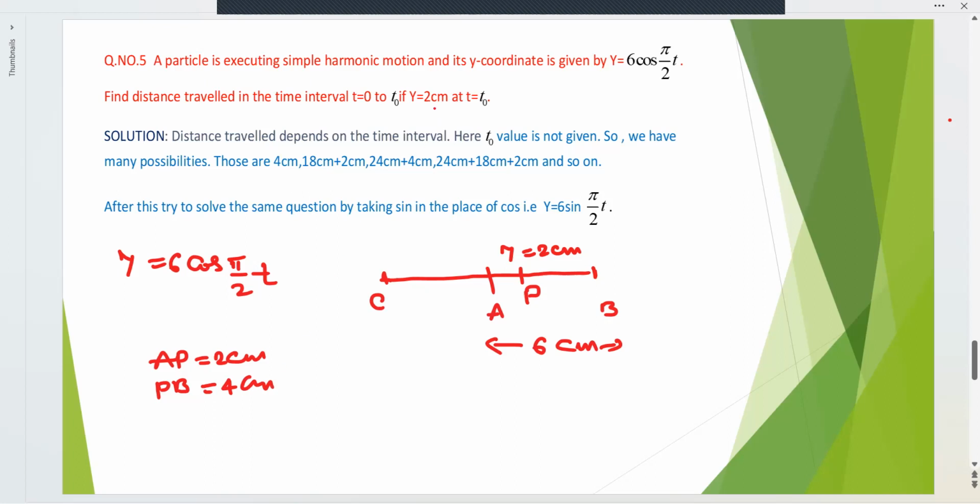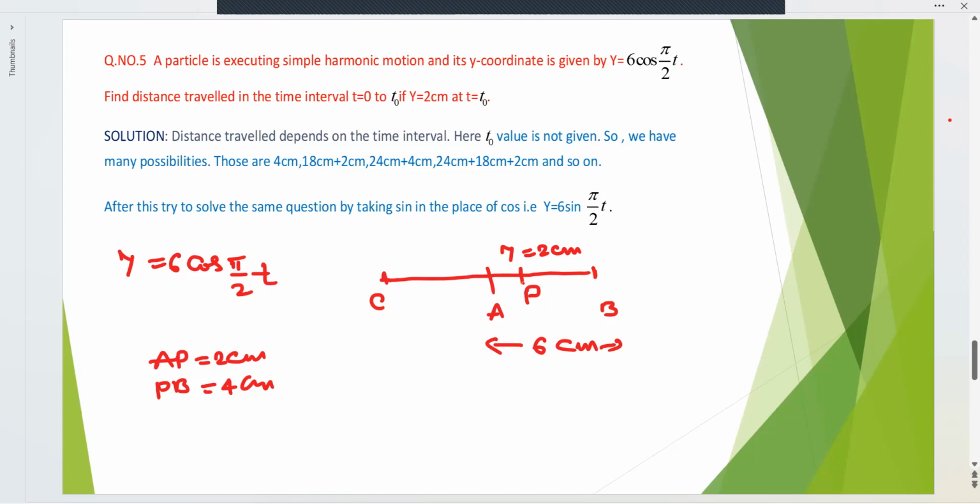See carefully. We are given the y coordinate. So y coordinate 2 means, since A corresponds to y equal to 0, the AP value will be 2 centimeter and the PB value will be 4 centimeter, right? So when it is traveling from B to P, the length of PB is 6 minus 2, that is 4. So the distance traveled, first possibility, is 4, B to P.